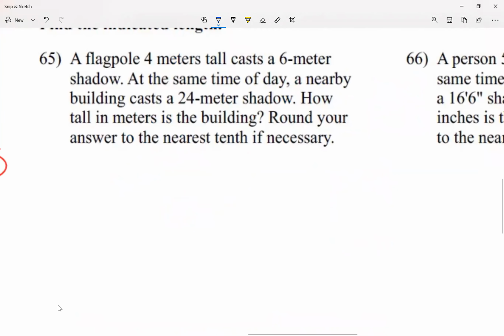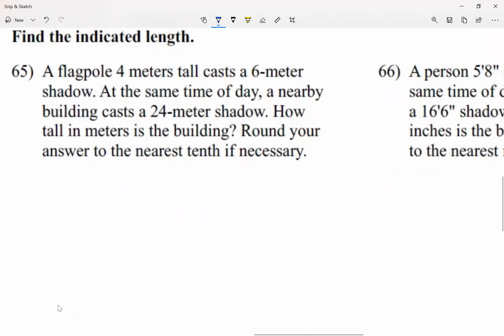All right, now here, find the indicated length. There's a flagpole that's 4 meters tall that casts a 6-meter shadow. Okay, so let me draw this as best that I can. So there's the flagpole standing up, and it's 4 meters tall. The shadow's right here on the floor, and it's 6 meters long.